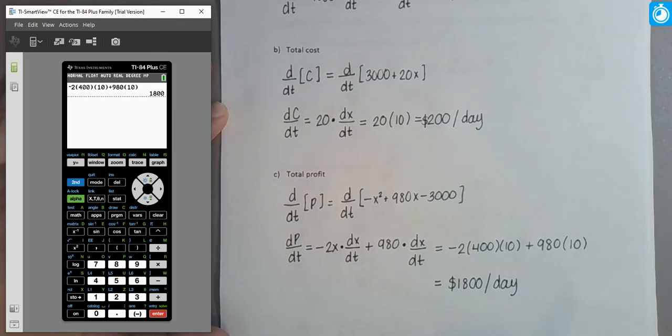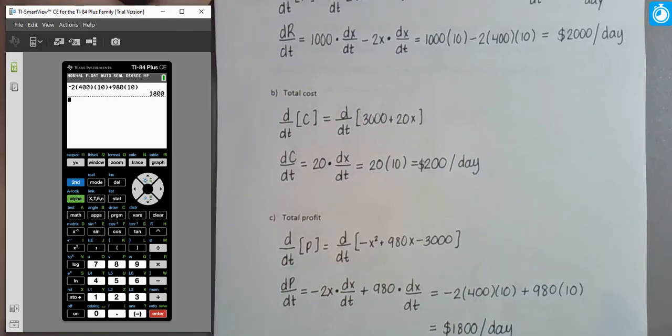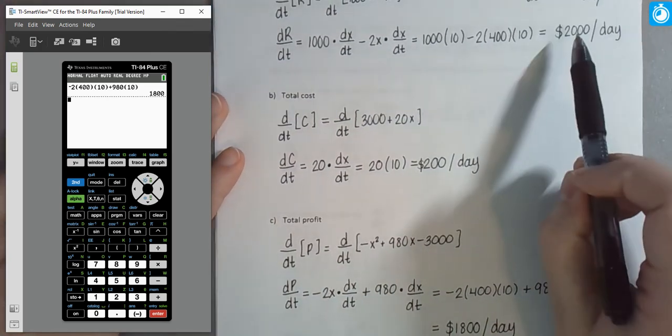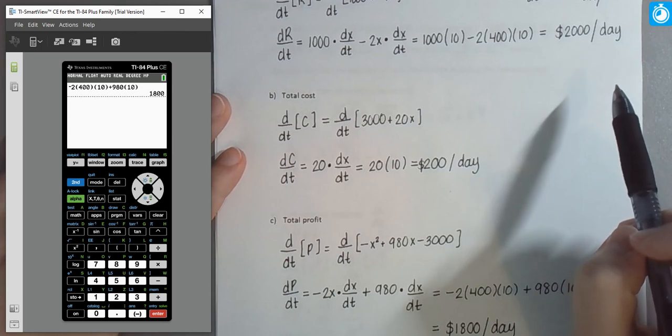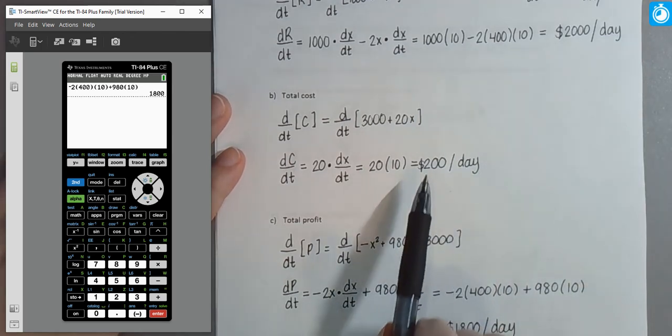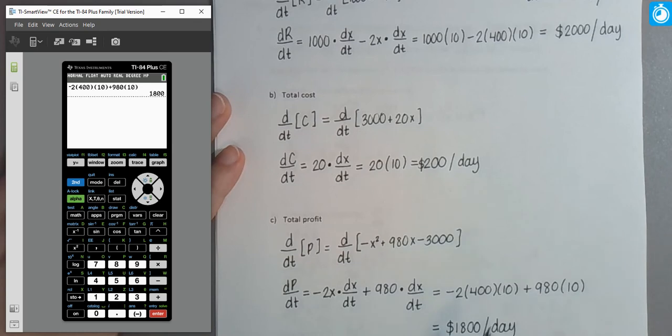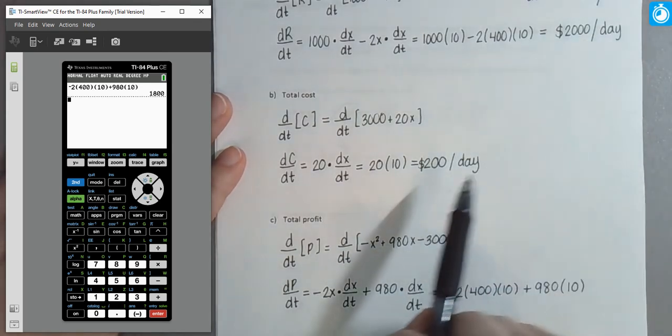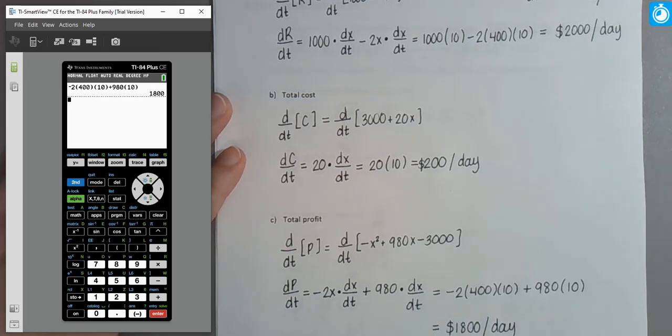day. And that shouldn't be surprising, because if we're adding $2,000 worth of revenue per day, but we're also adding $200 worth of cost per day, then the overall profit is going to be the difference of those two, which is going to be an additional $1,800 per day.